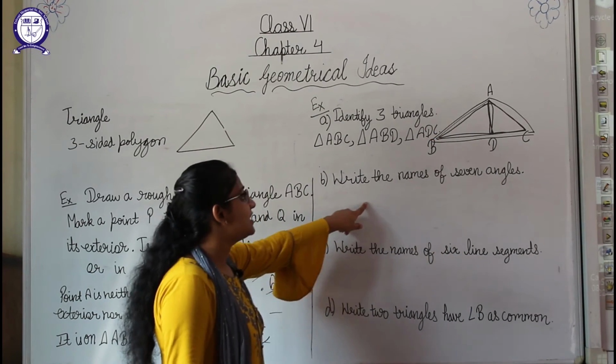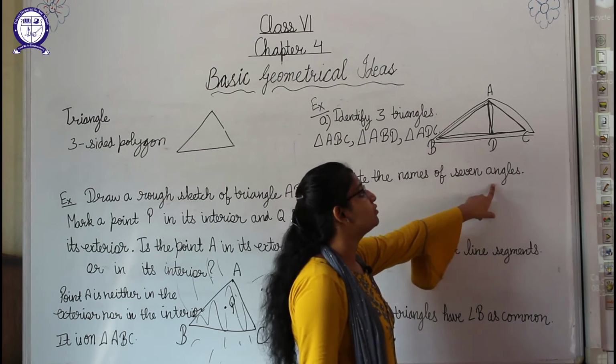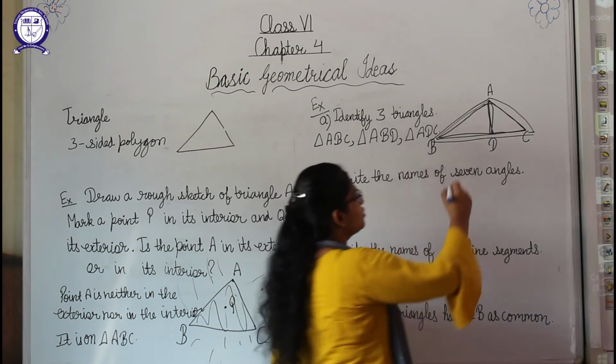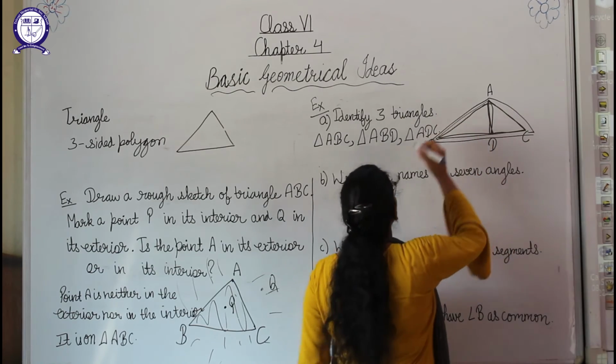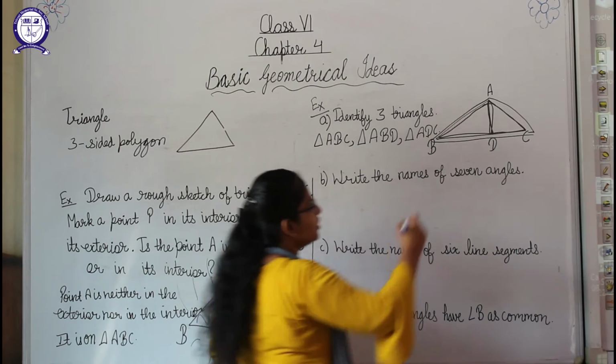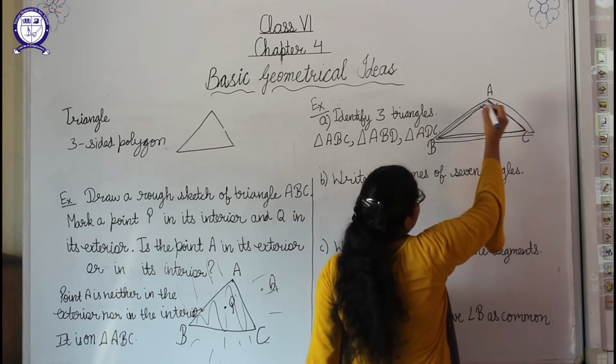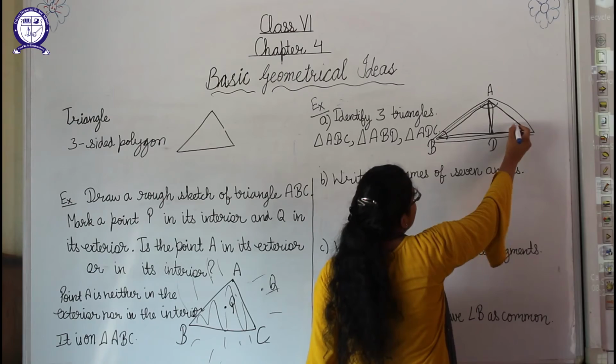Now next one is write the names of 7 angles. We have to write the name of 7 angles. So first of all, we will take the angles of the bigger triangle, means the triangle ABC. So here this is angle A, this is angle B, and this is angle C.